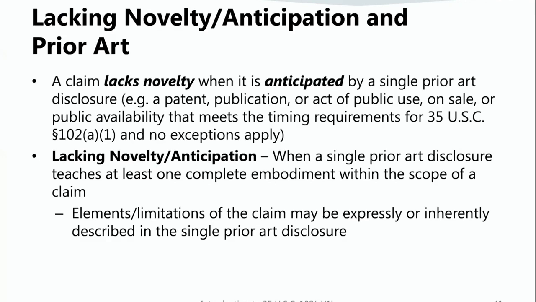So we will define lacking novelty and anticipation as the existence of a single prior art disclosure that teaches at least one complete embodiment within the scope of a claim. It should be noted that claim elements or limitations do not have to be expressly taught in this single prior art disclosure. They may also be inherent in that disclosure. But regardless, all the claim elements must be there in one form or the other.